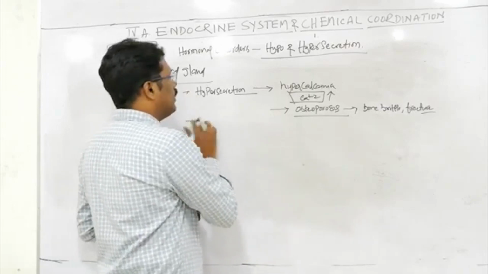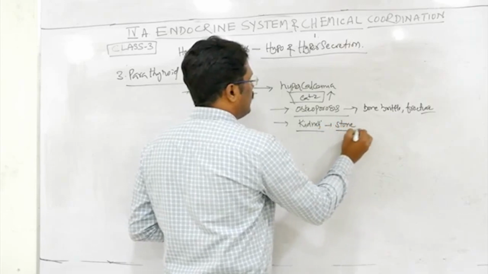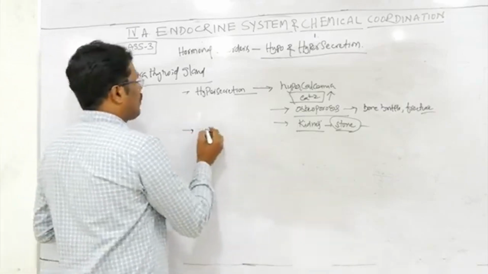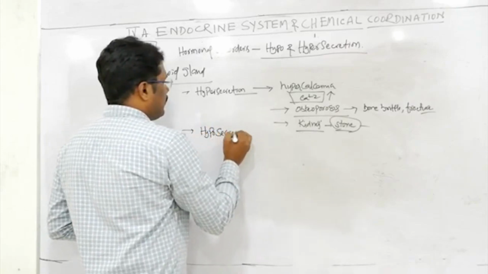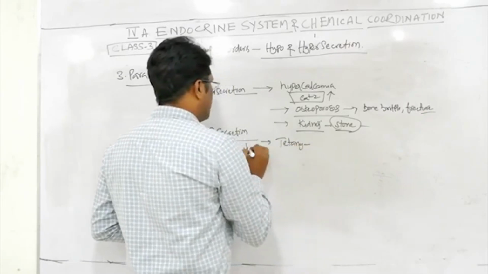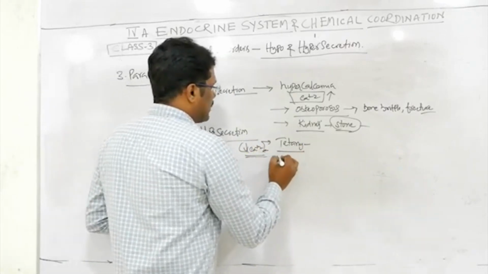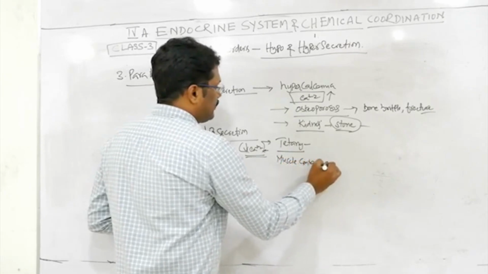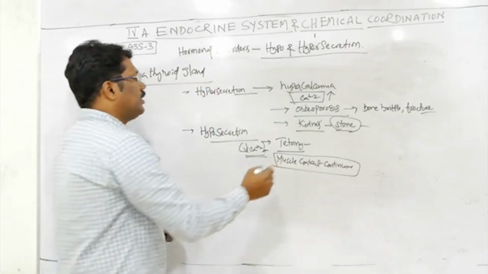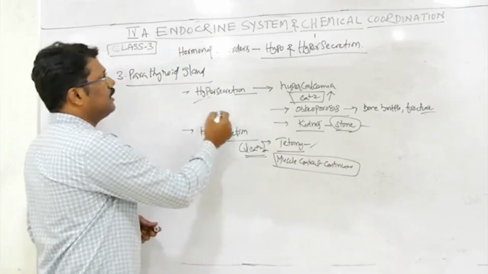So next one is, and it also leads to the formation of stones in the kidney also. So these are the two impacts of hypersecretion. And hyposecretion of parathormone leads to a condition called tetany. That means the calcium levels would be low in the blood. Due to lack of calcium, the muscles contract continuously. So without any break, the muscles are always in contract position, and that we call it as a tetany. So this is all about the parathyroid gland, hypersecretion and hyposecretion.